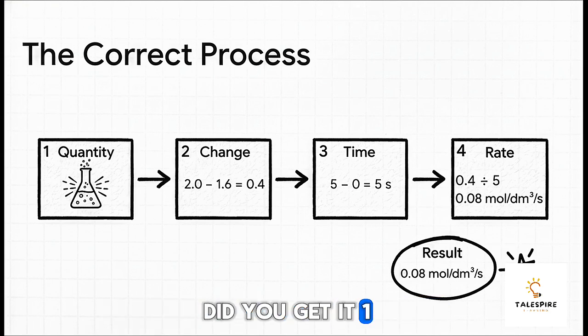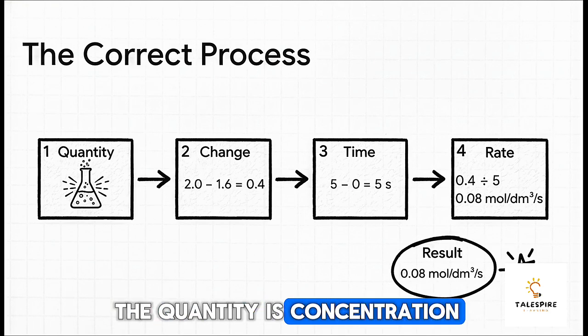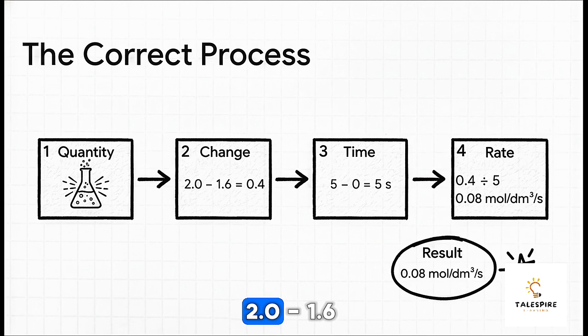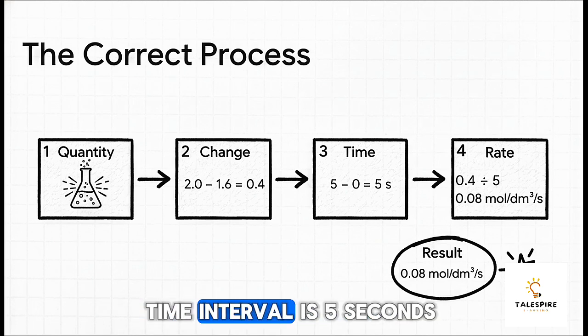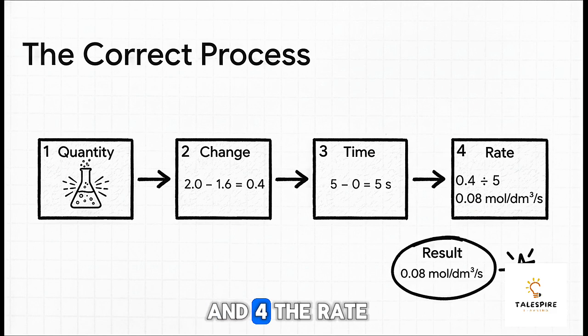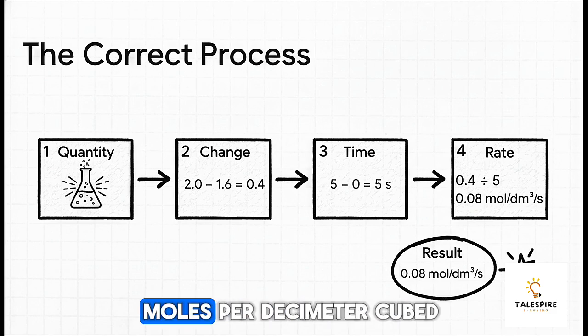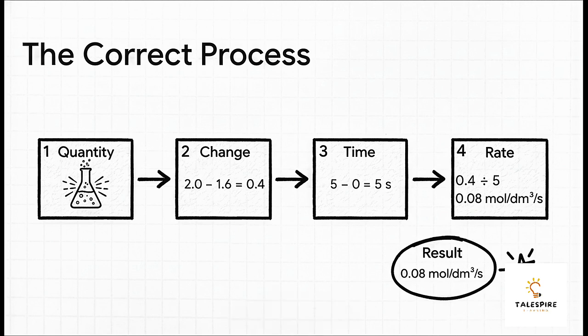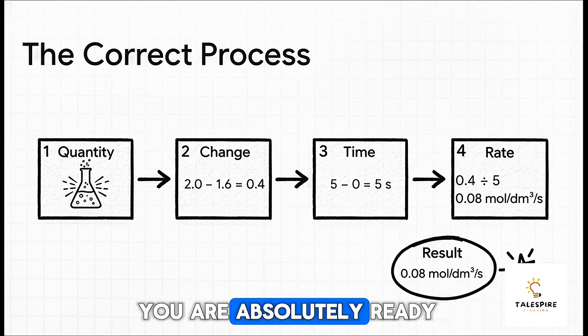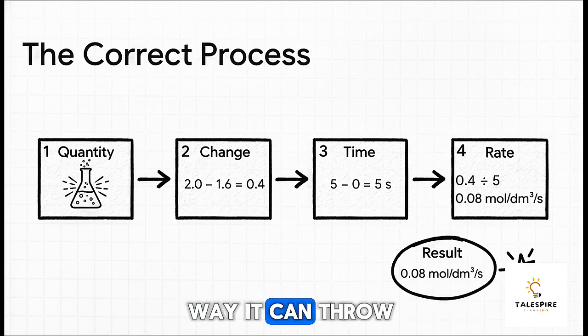Did you get it? 1. The quantity is concentration. 2. The change is 2.0 minus 1.6, which is 0.4. 3. The time interval is 5 seconds. And 4. The rate is 0.4 divided by 5, which gets you 0.08 moles per decimeter cubed per second. If you followed that structure, you are absolutely ready for any rate question WAEC can throw at you.